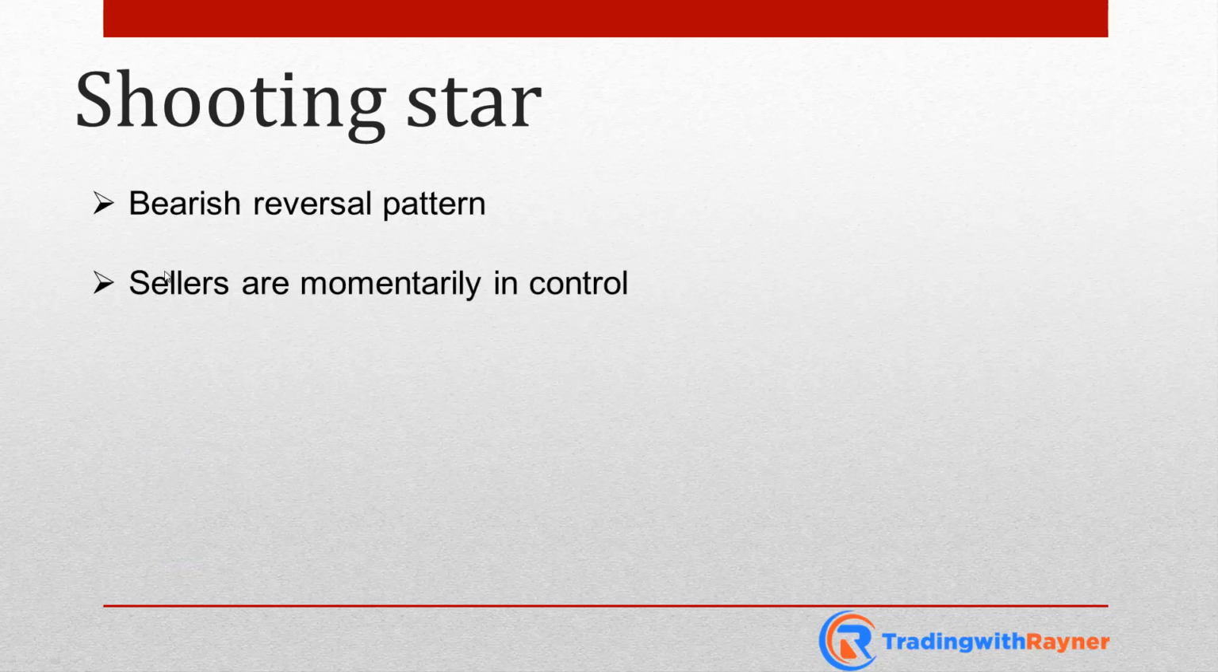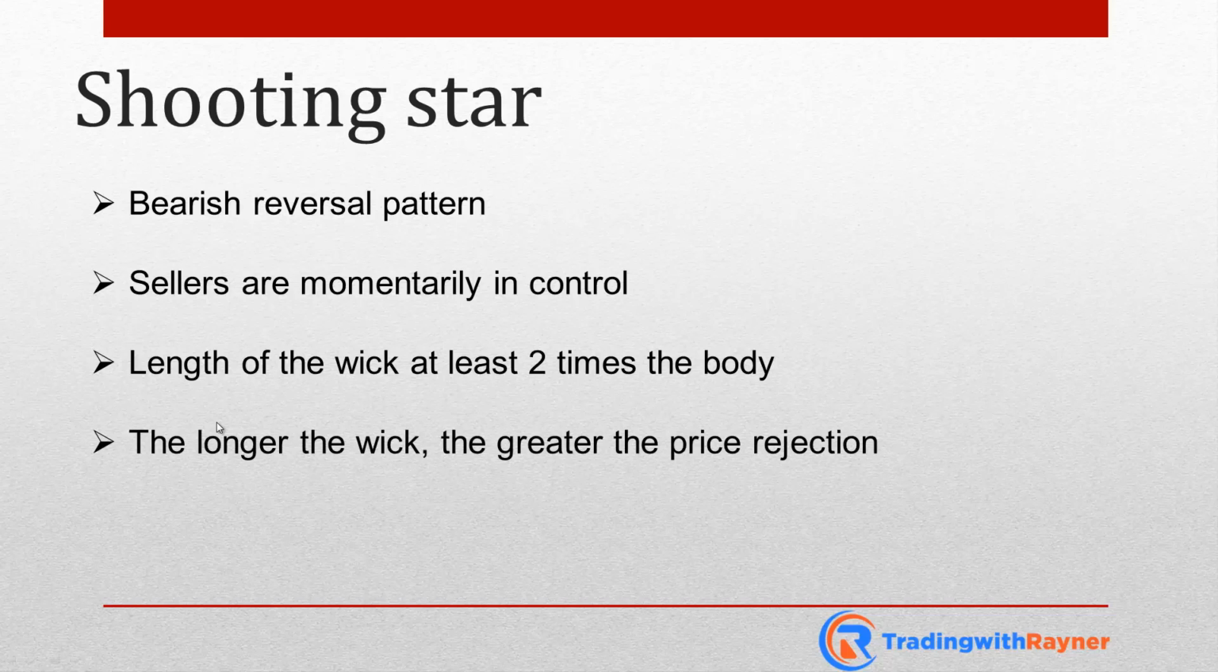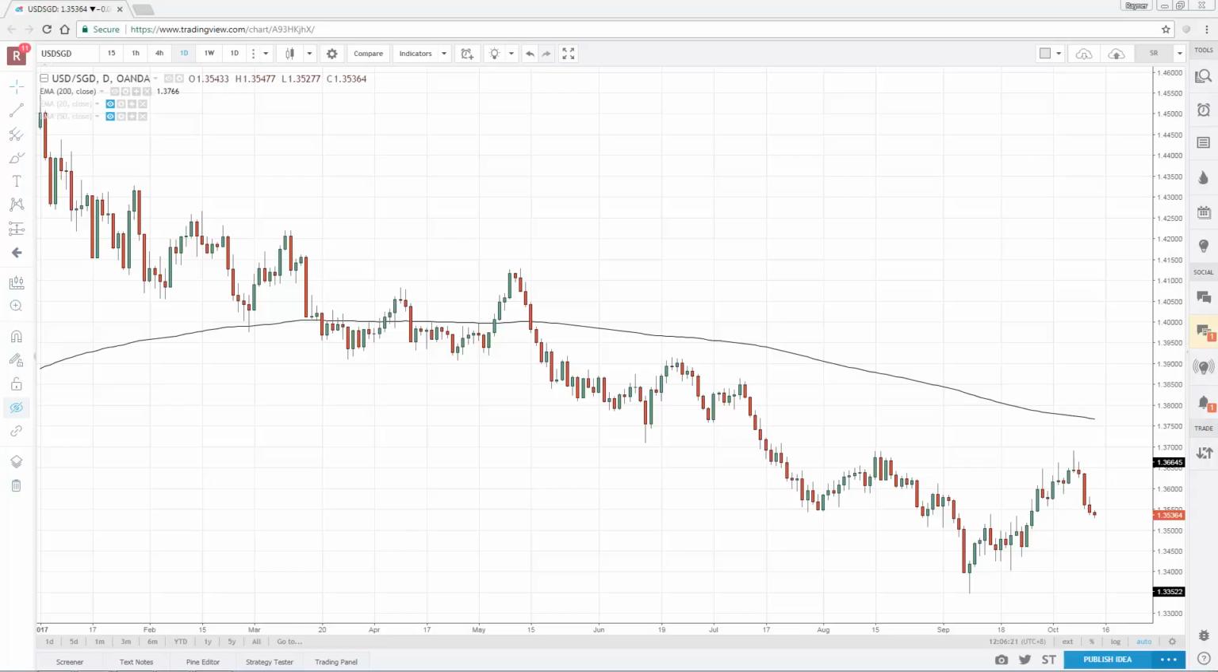Sellers are momentarily in control, because you can see that the sellers have reversed all the gains made by the buyers. The length of the wick, again, should ideally be at least 2 times the length of the body. And the longer the wick, the greater the price rejection. So in this example, let me share with you a shooting star. This would be a shooting star, a very typical textbook example. The length of the wick is 2 times the length of the body, and price is rejecting higher prices. The market is rejecting higher prices.